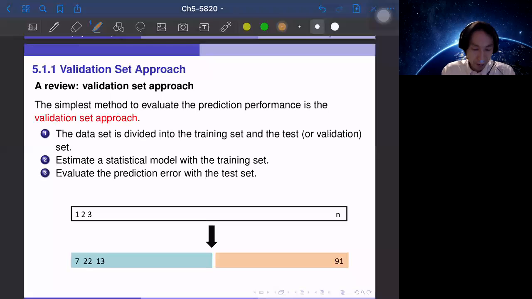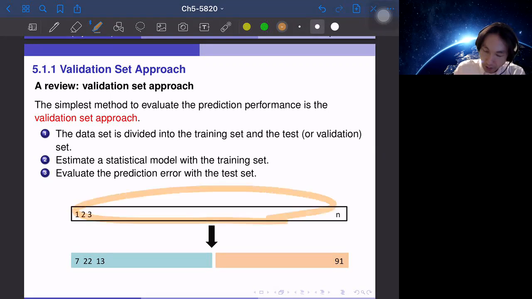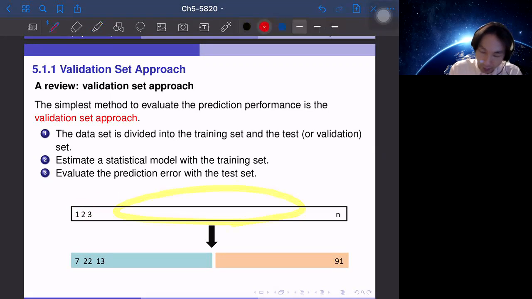And a review from 5030 or 6840 or other courses: the validation set approach. The simplest method to evaluate the prediction performance is the validation set approach. We have the data set and we divide it into 2 parts. This is just a random process.